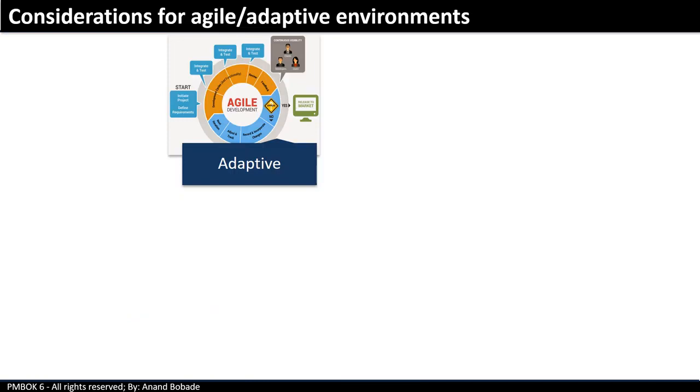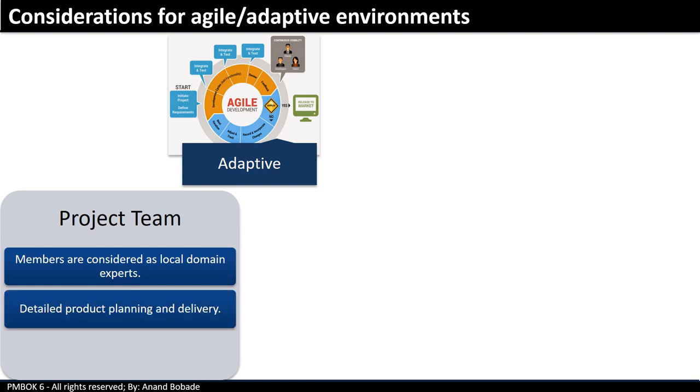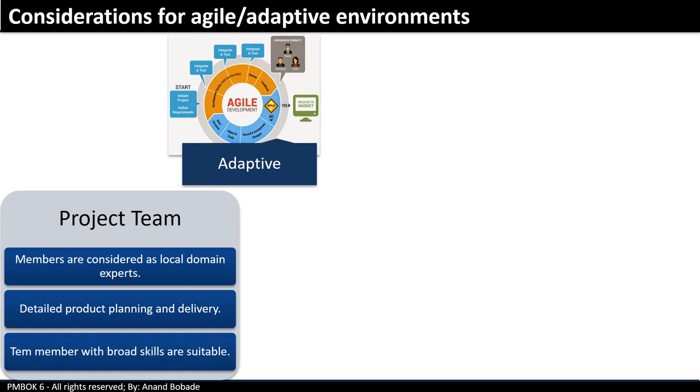What are the considerations for agile and adaptive environments? The PMBOK6 edition has included the latest trends in project management. One of the key trends is adaptive project management. You may use Agile, Scrum, XP methodologies to execute such a project. There is a lot of emphasis on the project team and team collaboration. Project team members are considered local domain experts. They are accountable for detailed product planning and delivery. Team members with broad skill sets are best suited in an agile environment.